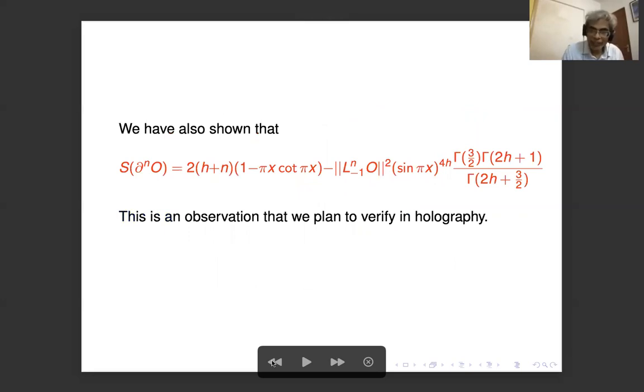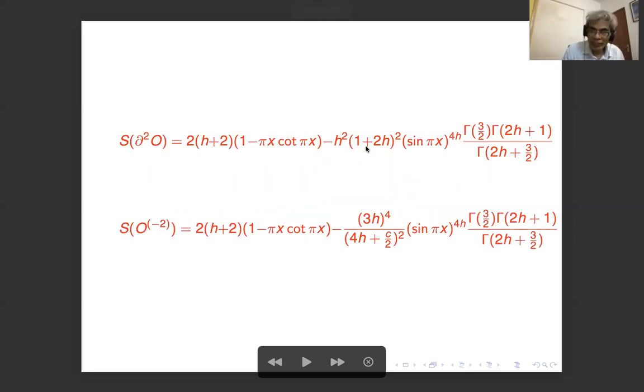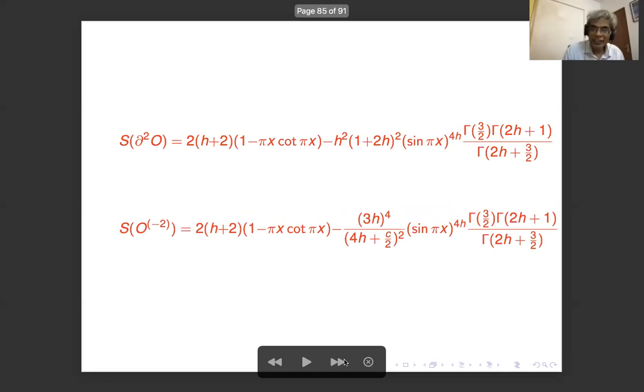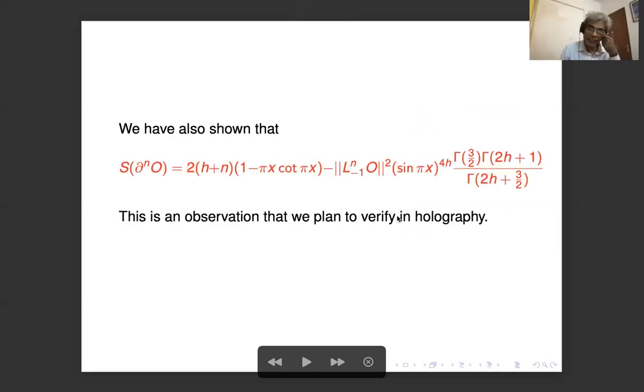And also, as I said, for the global descendant, you see these numbers, it doesn't depend on the central charge. You see these numbers coming out, 4H squared and so on. In general, we have verified that at the global descendant level, this of course gets shifted by N, and this coefficient is actually the norm of that state. And the global descendants are basically isometries in AdS, and we hope that we can verify such things in holography. I will tell you a little bit more about that soon.